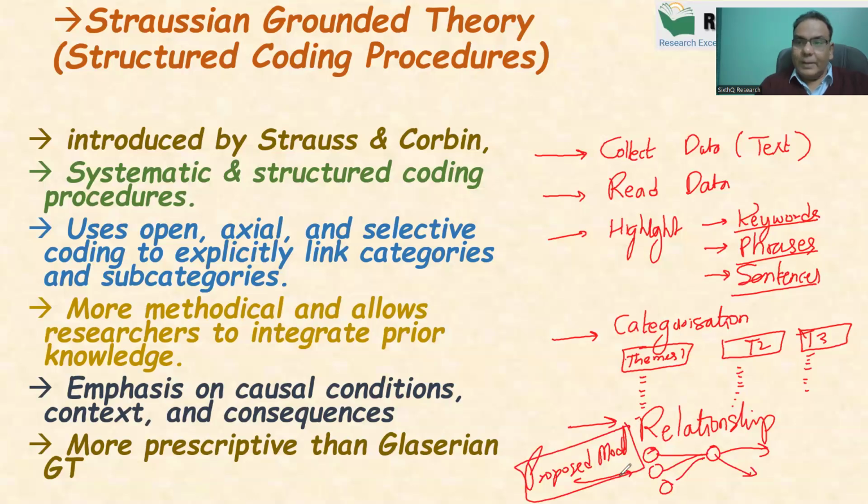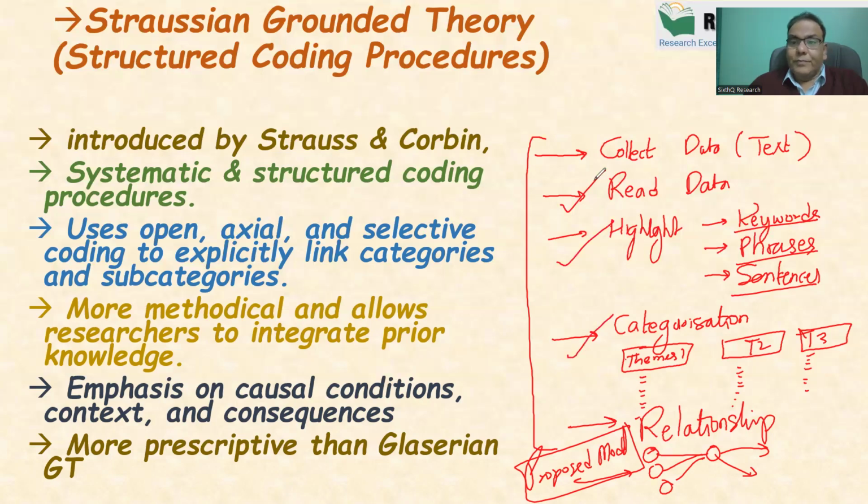So this is a 6 step structured coding process. Whenever you conduct a grounded theory approach, you have to follow these steps. But the only problem is now we are not doing all this procedure manually. We can take the help of software in reading the data, highlighting the keywords, and even categorization.